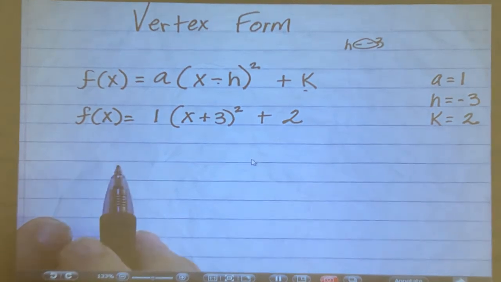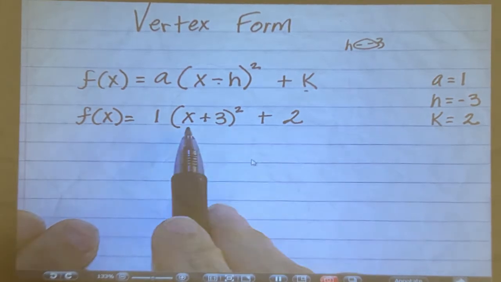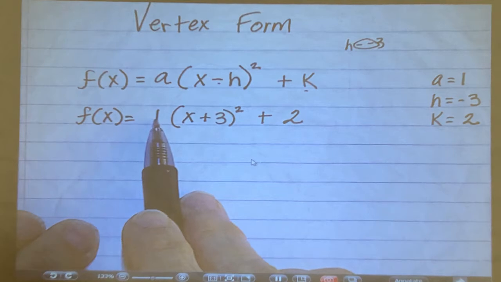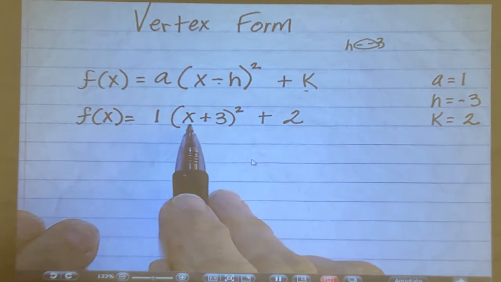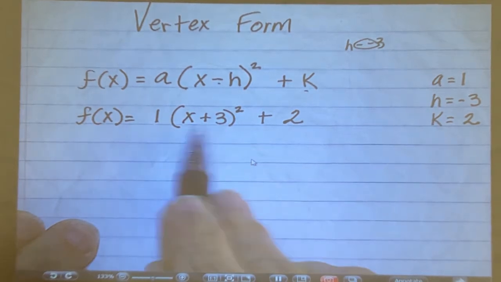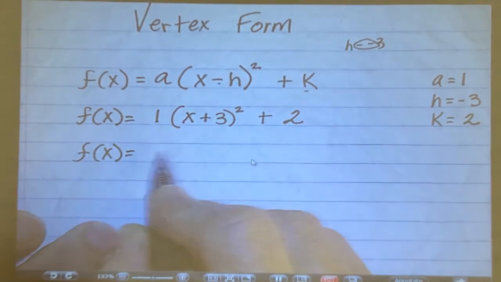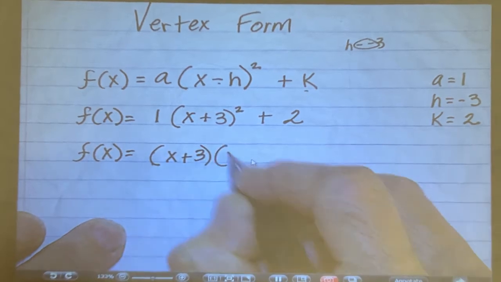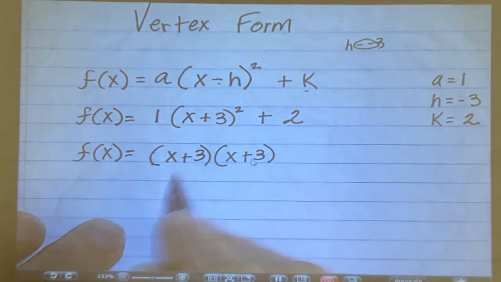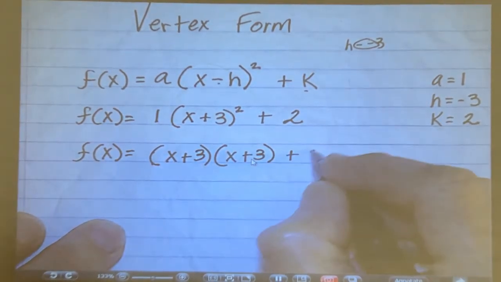Well, if you were faced with that and you had to solve it, you might think, I don't know what to do, but actually there are some pathways for you to take. This 1 is an understood one, so we really can just ignore it. 1 times anything will just be what that is. So x plus 3 squared means x plus 3 times itself, x plus 3. Let's split it out like that instead of writing it in exponential form. And let's not forget the plus 2 here at the end.